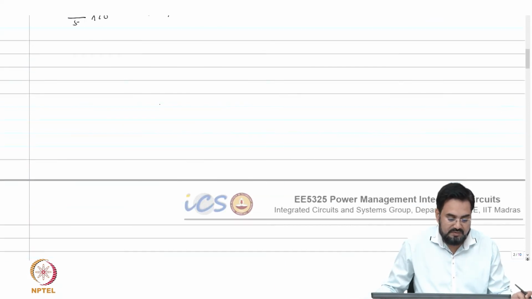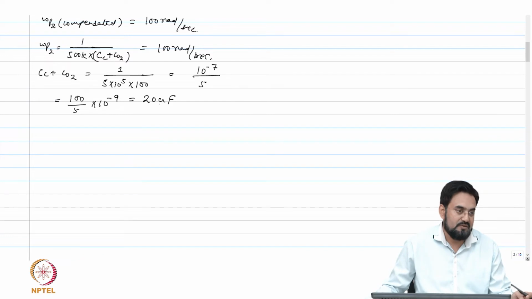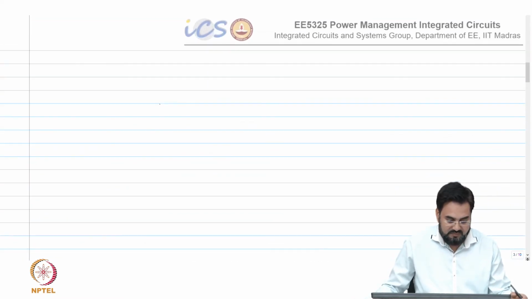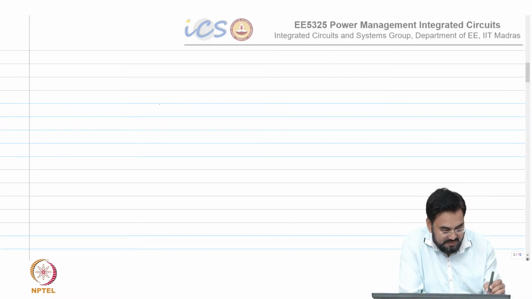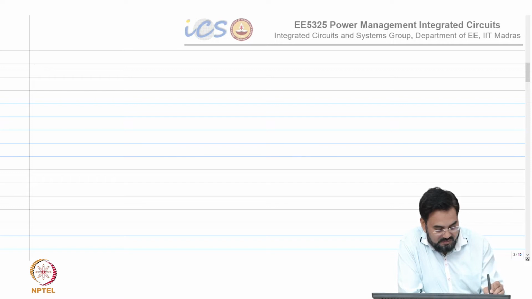Previous lecture we looked at how you find the value of your compensation cap for dominant pole compensation. So we'll continue with that, and we'll just consider one more example.